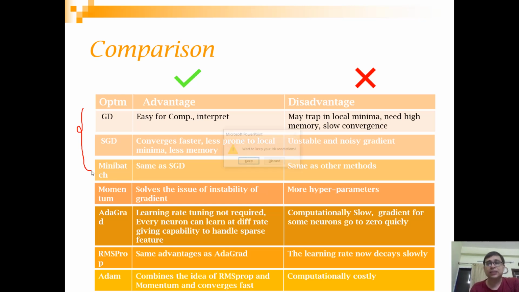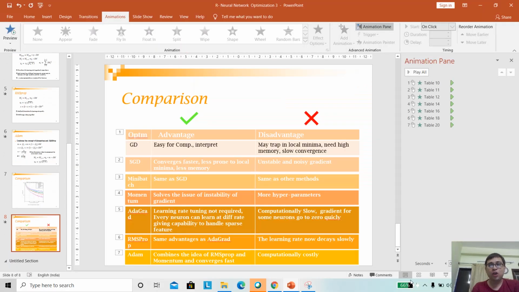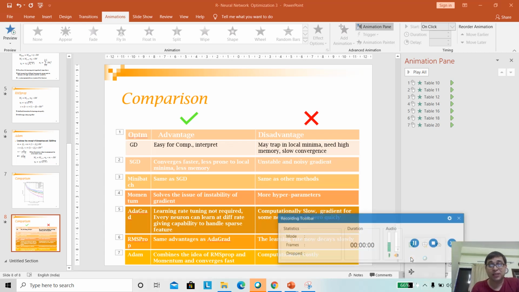This brings us to the close of the optimizer section. I hope I could give you some understanding of these optimizers. Next we will show you how to implement them and how to compare them on a real world problem.